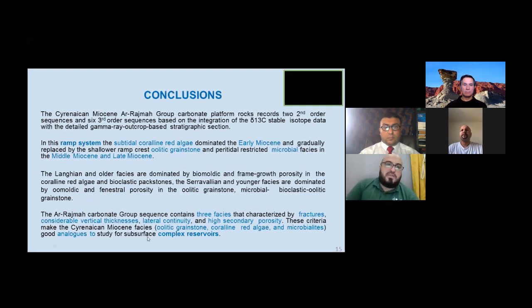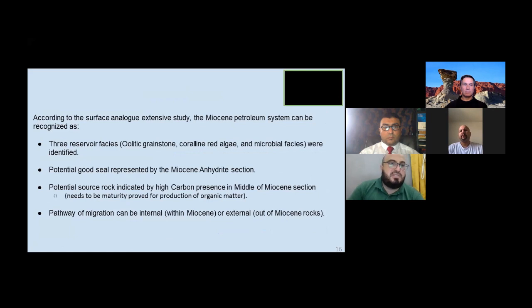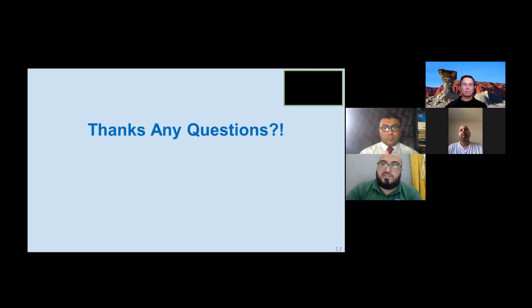These criteria make the Cyrenaican Miocene facies good analogues to study for subsurface complete reservoirs. And also potential source rock indicated by high carbon presence in Middle Miocene section needs to be maturity proved, as we said, and pathway of migration can be internal within Miocene or external out of Miocene rocks.